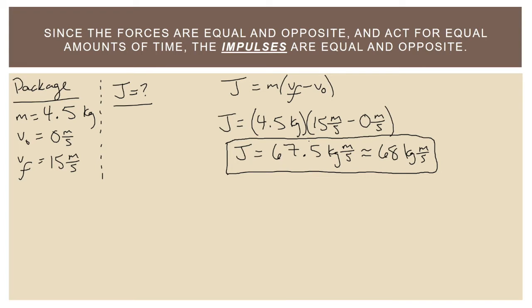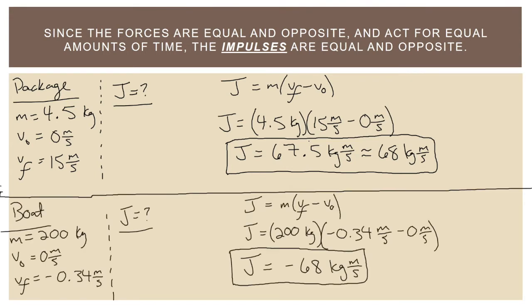Of course, if we do the calculation for the boat, we're going to have different numbers. We have a much heavier mass and a much smaller change in velocity. But notice here, using the exact same setup, just with the data for the boat, we get the mass times the change in velocity, giving us 200 kilograms, a much bigger mass, times negative 0.34 meters per second minus 0 meters per second, so a much smaller change in velocity. But notice, it still gives us 68 kilogram meters per second. It, of course, is just negative because the impulses are equal and opposite.